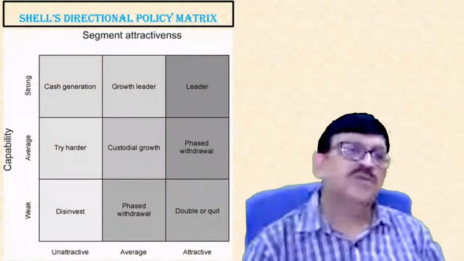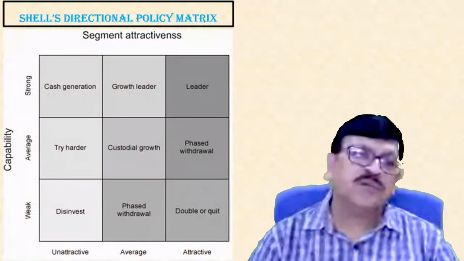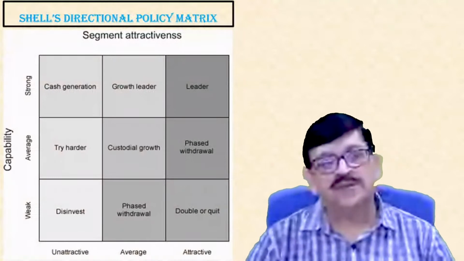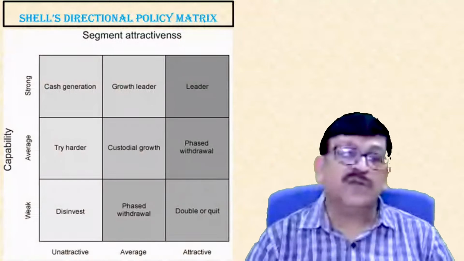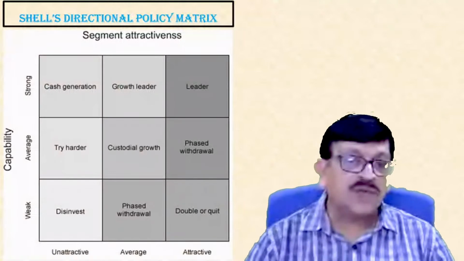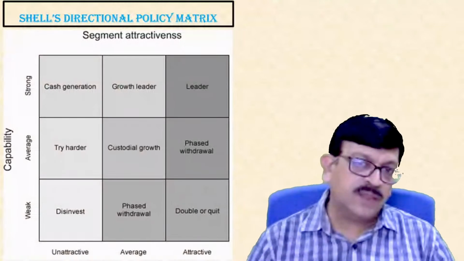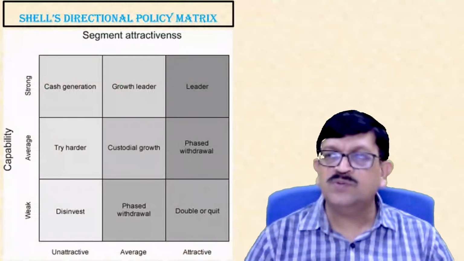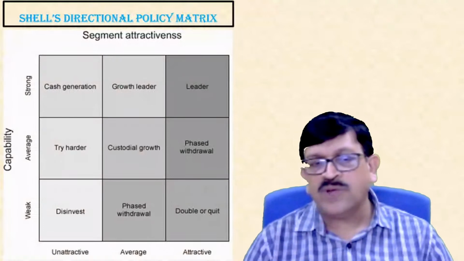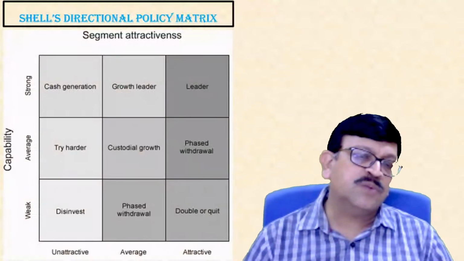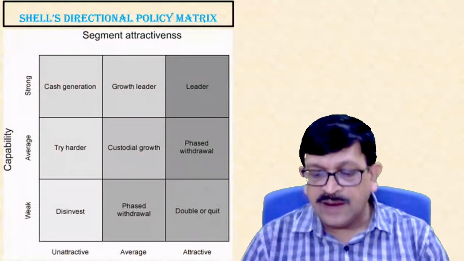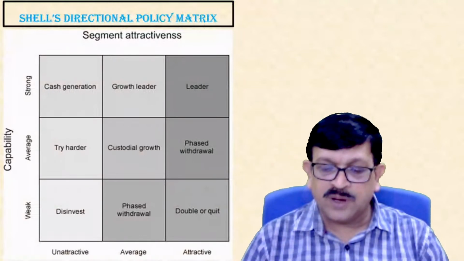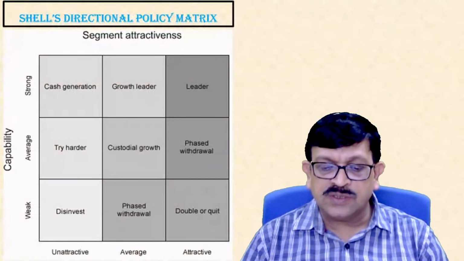Phased withdrawal applies if you are moderately capable but in an average attractive quadrant. If you're in an attractive segment and the segment is very strong, but your capabilities are weak, you can milk the market and get out of it. Which means your products which are doing well, you try to get as much as possible, but your capability is weak, so you take as much as possible and get out of the marketplace.